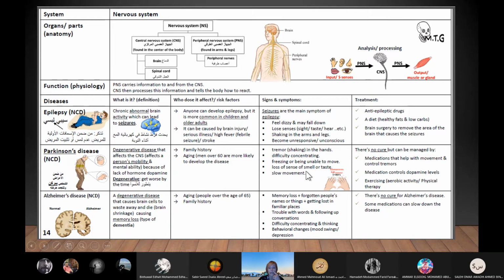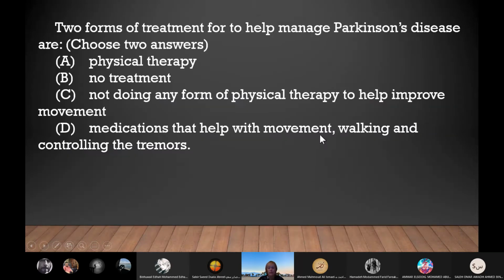And it actually also affects your smell and your sense of taste as well. Okay, so we know that there is no cure, but it's managed with medications and exercise. And same thing for epilepsy. People are on some medications to manage their electrical activity in their brain, and they also have a special diet. So they have very low carbohydrates.